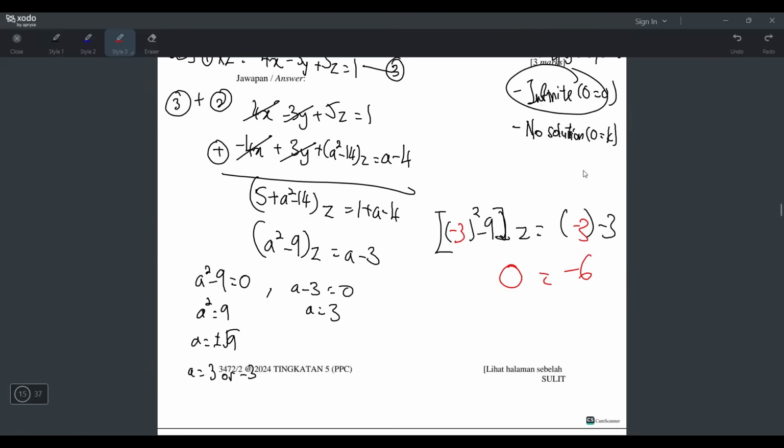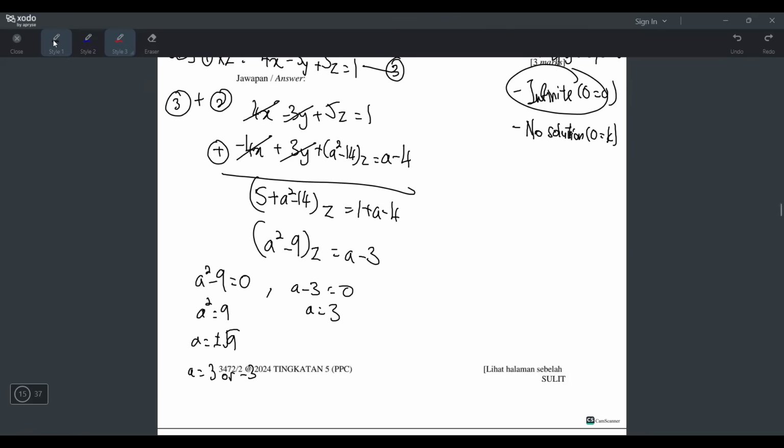They are asking for the value of a that makes it an infinite solution. So definitely not negative 3. But 3 can. Because 3 minus 3, you really get 0 here. And then 3 squared is 9, 9 minus 9 is 0, 0. You see? So the only value of a that can make this infinite solution is 3.